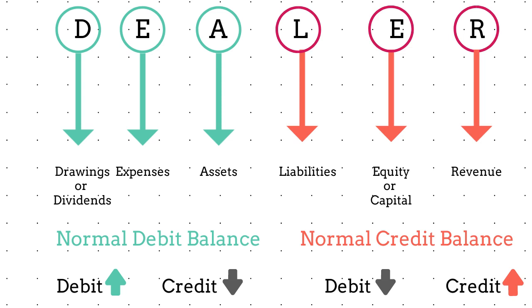The last three letters of the word DEALER are accounts that increase with credits. The letter L stands for liabilities, the letter E stands for equity, and the letter R stands for revenue. All of these accounts increase with a credit.